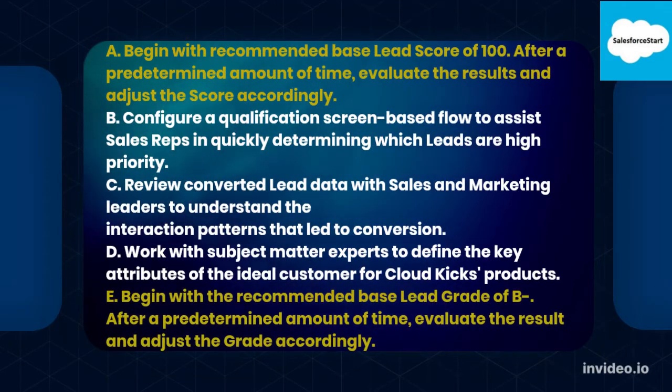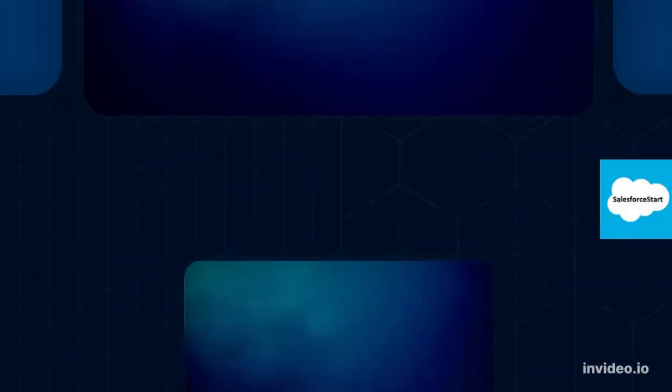The answer is option A and E. A. Begin with recommended base lead score of 100. After a predetermined amount of time, evaluate the results and adjust the score accordingly. E. Begin with the recommended base lead grade of B. After a predetermined amount of time, evaluate the result and adjust the grade accordingly.